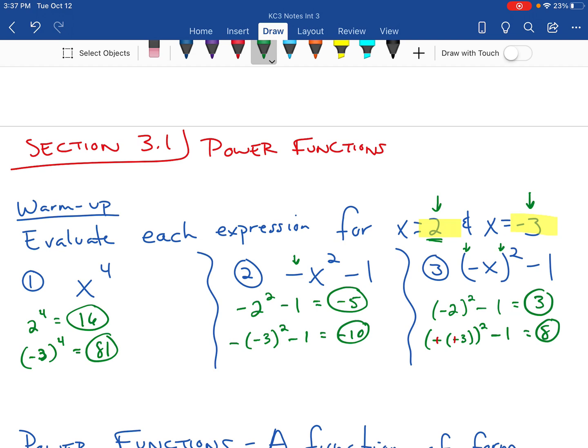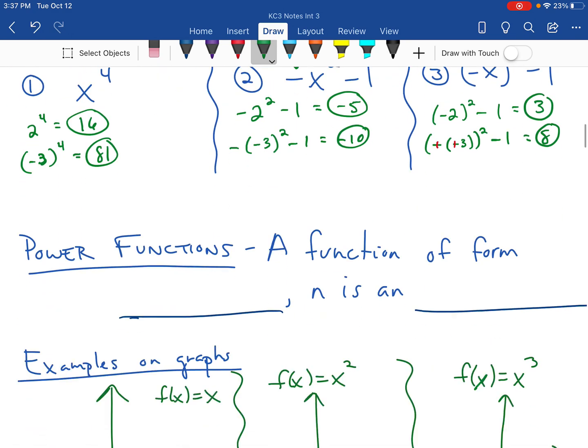Now, this was just a warm-up. Now, a power function is a function of the form f of x is equal to a x to the n power, where n is an exponent and positive. We are not dealing with negative exponents yet.